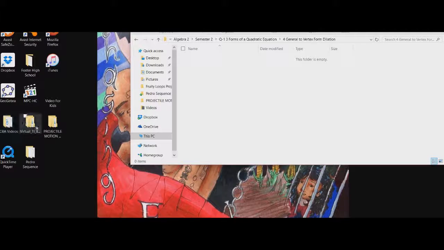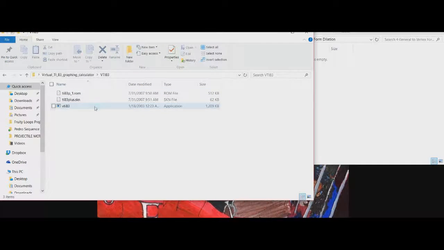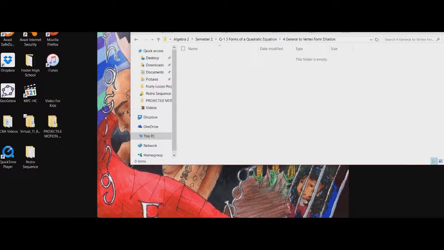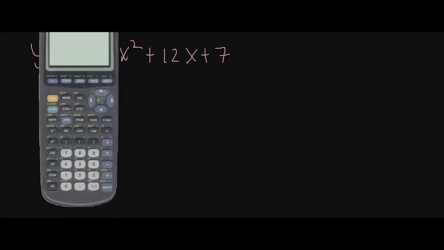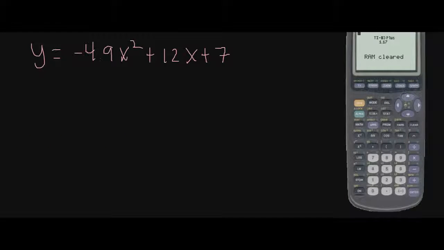Let's say y is equal to, I don't know, something like negative 4.9x squared plus 12x plus 7, right? Something that's not going to be very nice. This one's going to be a little tough because we're going to have to be working with decimals. So because that's the case, I'll go ahead and open up my graphing calculator, because we're probably going to work with decimal numbers. So I'll keep that here just in case.